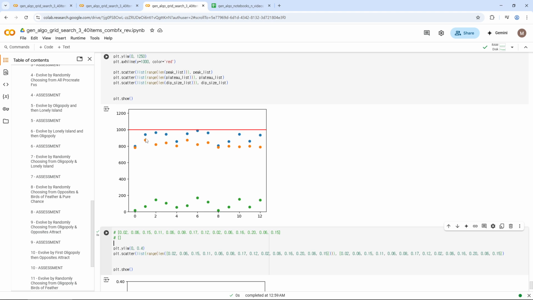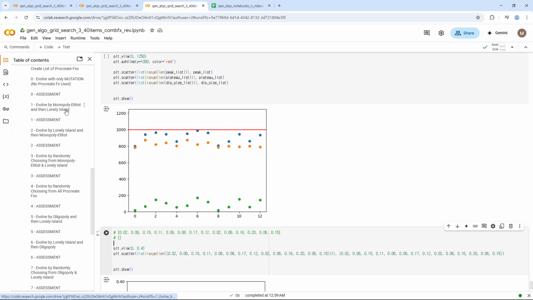Or this one, for example. What was number 1? Evolved by Monopoly Elitist and then Lonely Island. So it seems that adopting Lonely Island after 1 or 2 procreate functions could lead to the preservation of the information of the top entities.